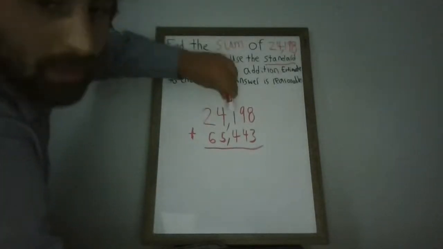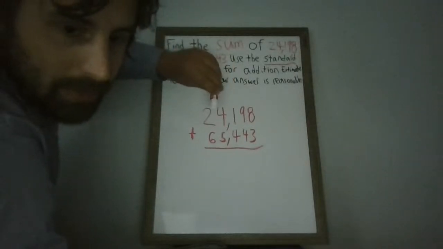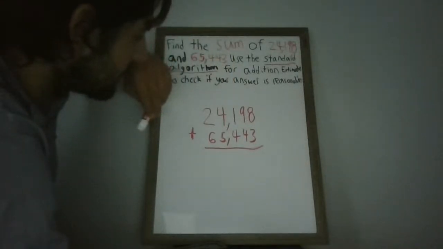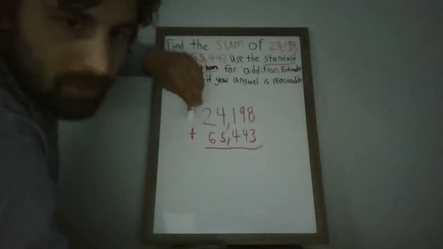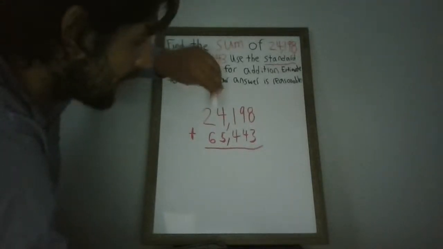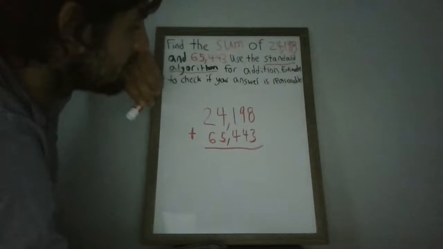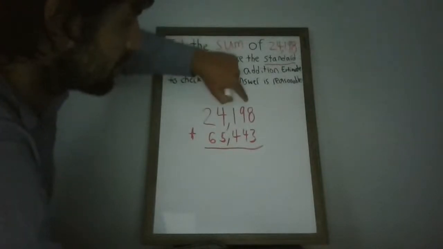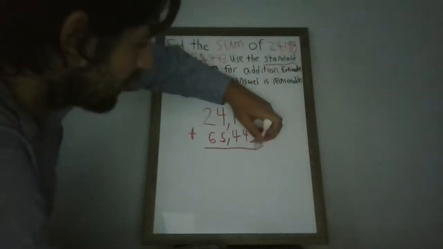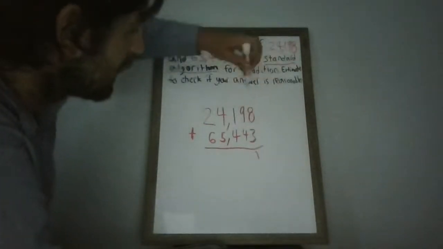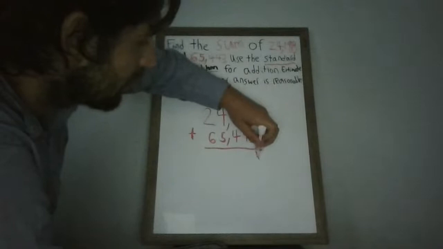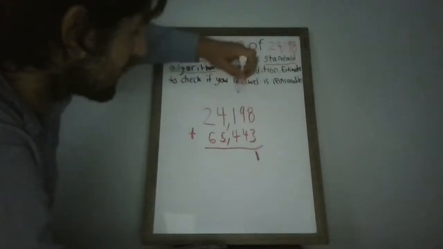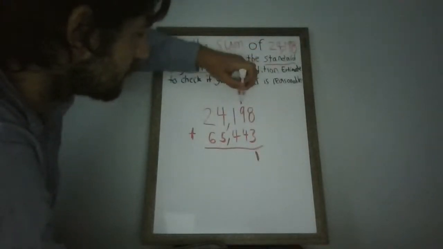We're only adding one column at a time, and then we're regrouping if needed. If we tried to add 24,000 and 65,000 with these big numbers, our heads would explode. But we don't have to do that. We're just adding column by column. So 8 plus 3 equals 11. Because the sum of 8 plus 3 is more than 10, we have to regroup. The first 1 in the number 11 is going to go in the ones place. The second 1 is going to go in the tens place.